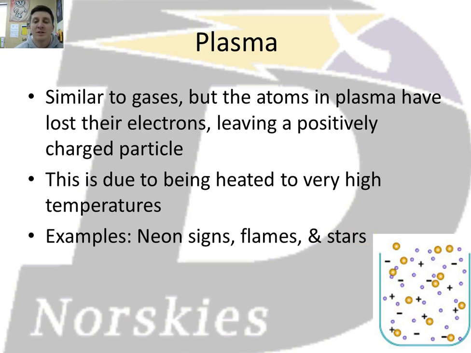Finally, plasma. Plasma is similar to gases, but the atoms in plasma have lost their electrons, leaving generally a positively charged particle, and this is due to being heated to very, very high temperatures. Examples of plasma: any star contains plasma, so Earth's sun contains plasma. Flames, so if you see an open flame, that is considered plasma. And then also neon signs, the material in neon signs is a plasma type of matter as well. We're generally going to be talking about the first three that I discussed, and plasmas we'll explore later on this year.